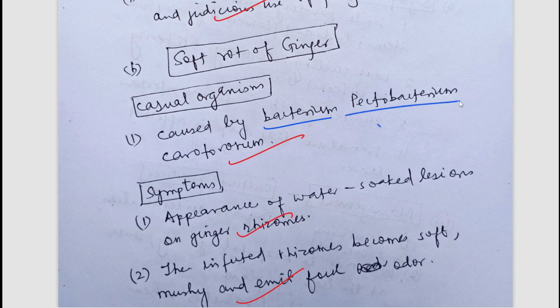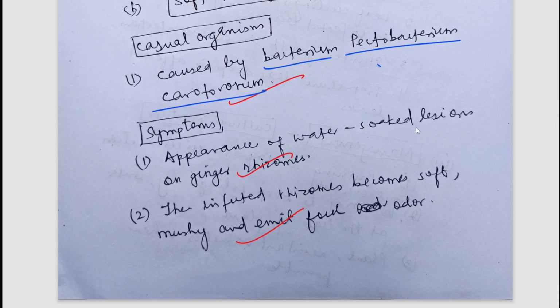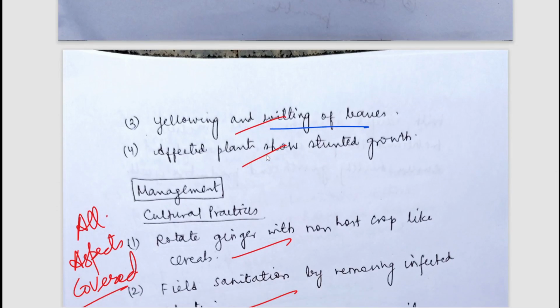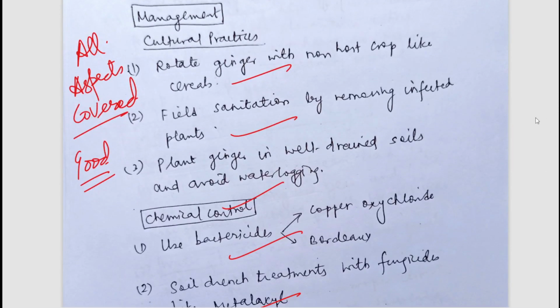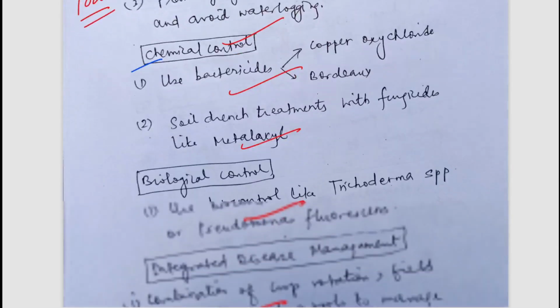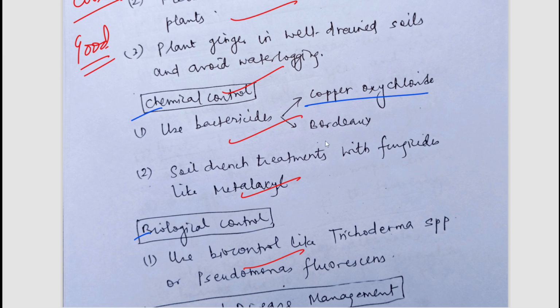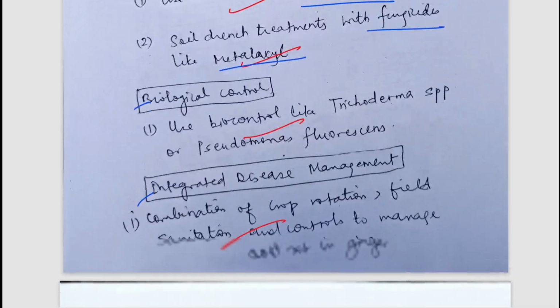Okay, and again here the name should be underlined. Symptoms have been mentioned such as it creates lesions, the infected rhizome becomes soft, mushy and emits foul odor, yellowing and wilting of leaves, affected plants show stunted growth. So well written points. And again, management is very well written by using cultural, chemical and biological and integrated pest management methods. And you can see in chemical control, copper oxychloride has been mentioned. So you can pause the video and read it in detail. Some fungi treatment with fungicides such as metalaxyl can be used. So well written answer. Now let's move to the next question.